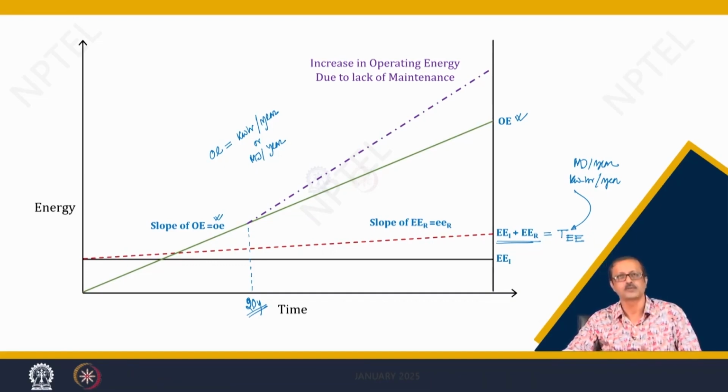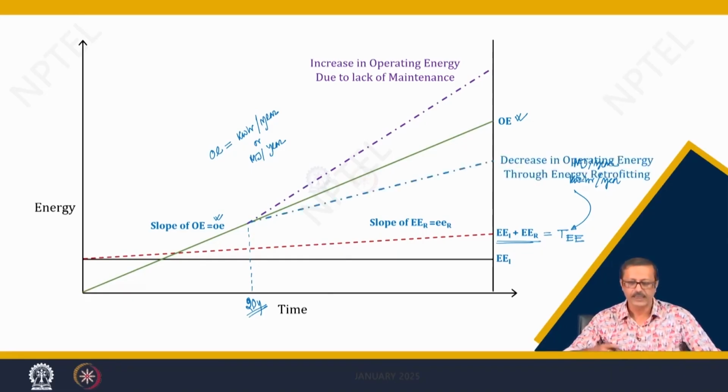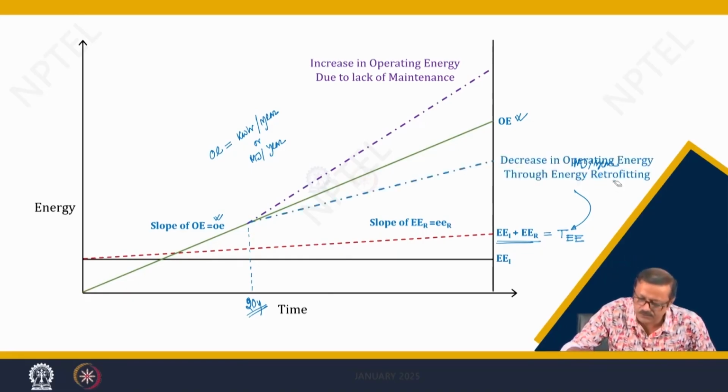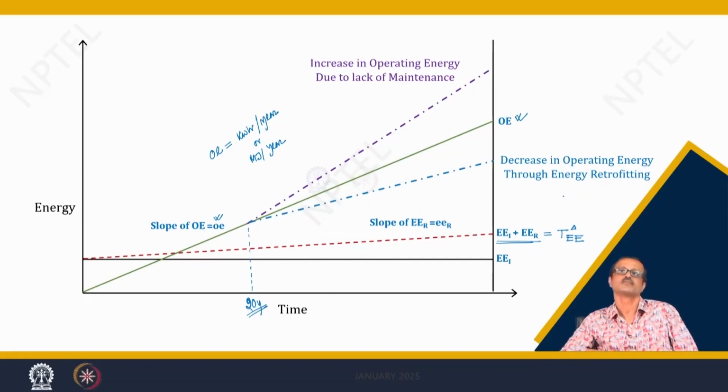So, if you do not do proper, regular maintenance, your operating energy line will go up. But if you do maintenance, it can be brought down or at least maintain the same initial slope. But you can also do some kind of energy retrofit. After some 20 years you feel that you have to do something to reduce the operating energy footprint. So, yes, you can do that. We will discuss that next week. There will be 2 lectures on energy retrofitting. So, we can do that also.